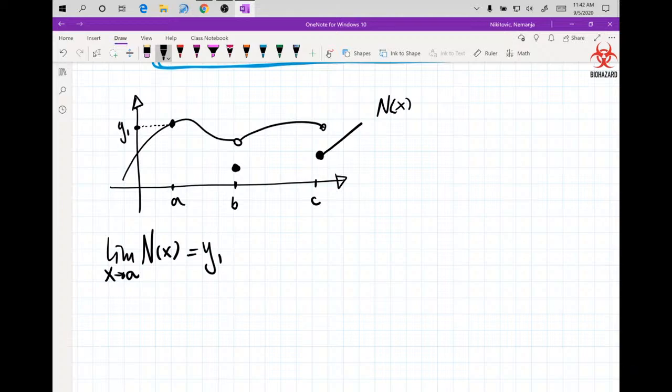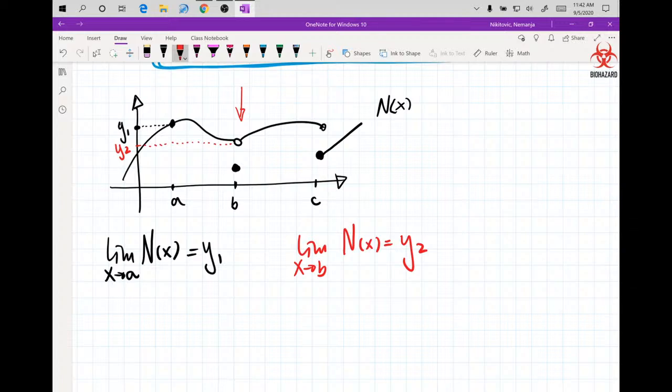So that gives us y1. There is nothing special happening here. You can use limits, you can use pre-calculus to compute this, right? If you had the value in terms of the equation for n of x, you can compute all of that stuff. They're the same. The interesting stuff happens when you look at this case. What is the limit as x goes to b of n of x? So that's going to be this value, this open circle here. Call that y2.